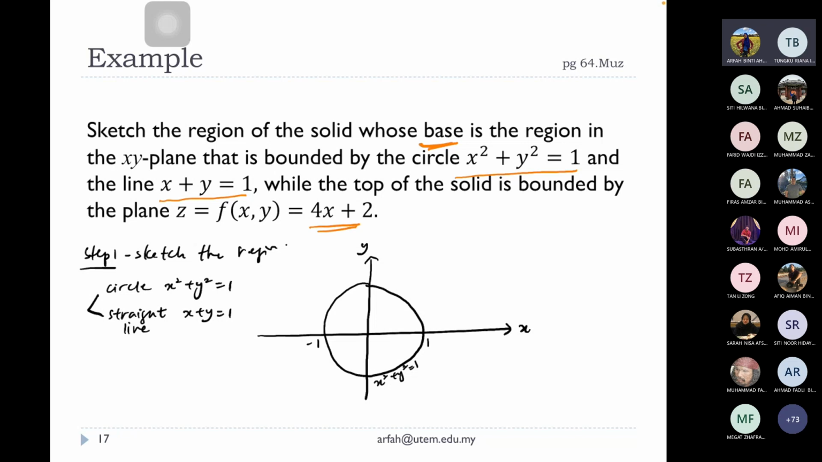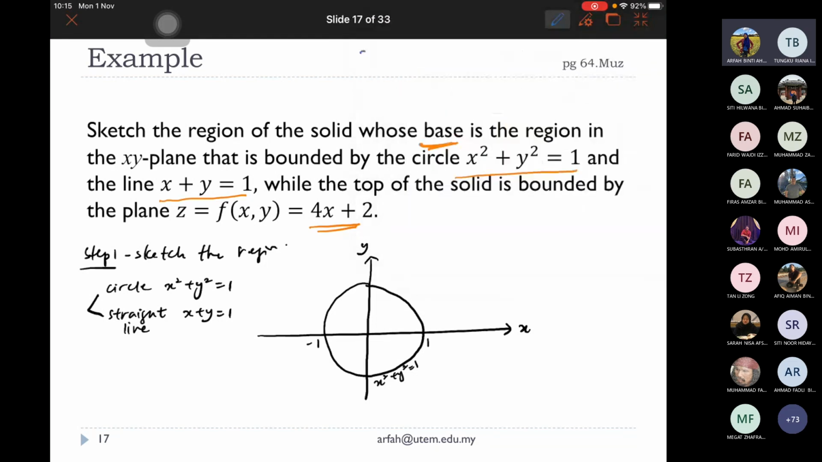Then ada straight line x tambah y sama dengan 1. So macam mana nak buat? Kalau awak tak tahu lukis, gantikan titik. X tambah y sama dengan 1. So bila x sama dengan 1, y akan sama dengan 2. Bila x sama dengan 2, y akan sama dengan 3. Bila x sama dengan 0, y akan sama dengan 1. So dekat sini x kosong, y sama dengan 1. Then bila y sama dengan 0, x akan sama dengan 1. So akan ada satu garisan dekat situ.